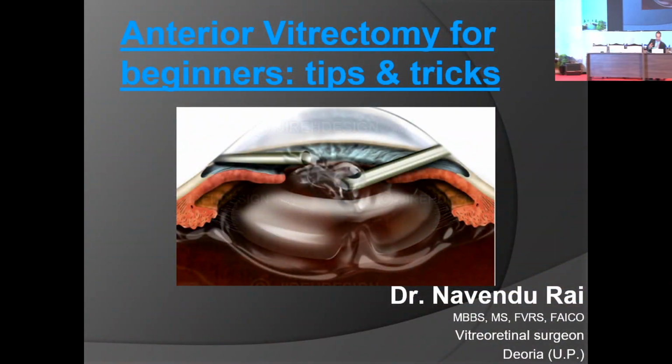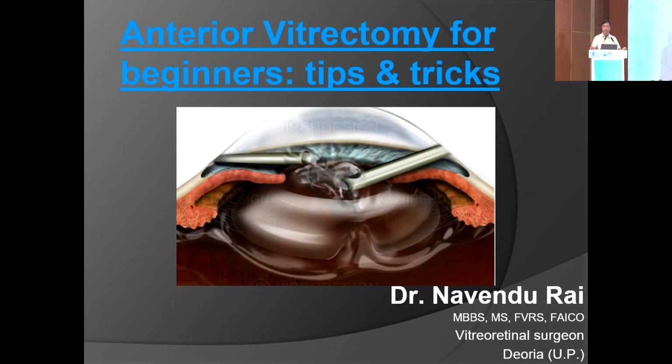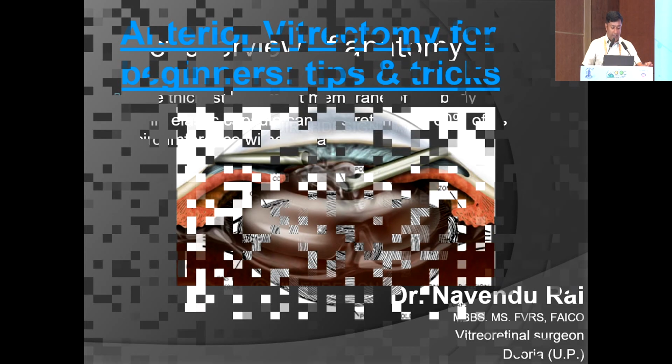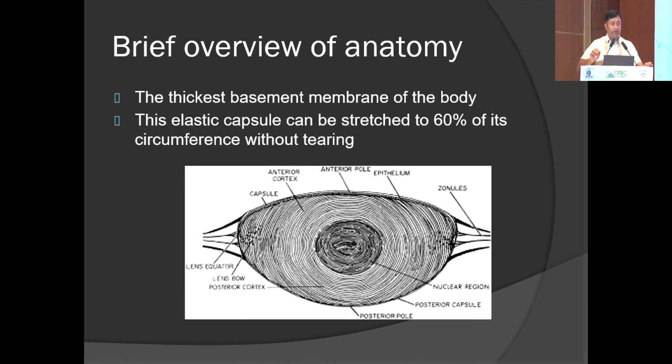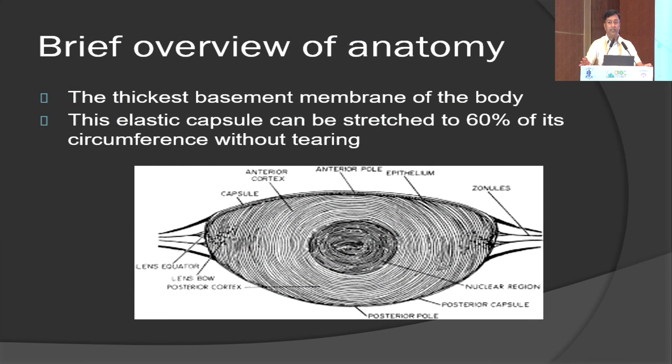At the outset, I would like to thank AIOS for giving me this opportunity to speak in front of this august gathering. This is a very important topic that has to be covered in just 7 minutes, so I'll try to do justice to it. Anterior vitrectomy in case of PCRs is what we'll be discussing.